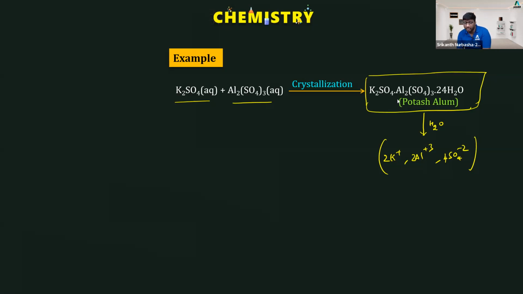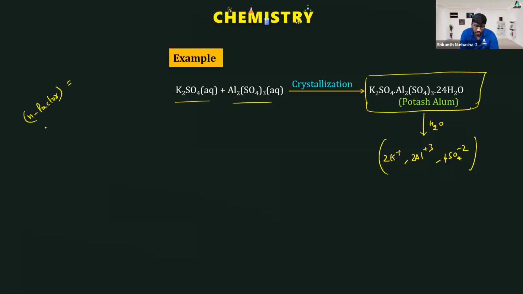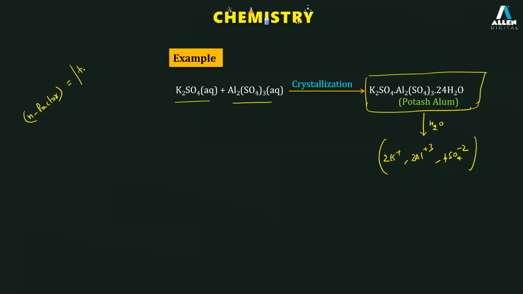Can anyone say what is the N factor of potash alum? These are all salts, no? For salts, how can we calculate the N factor? Sir, 6. Total positive or total negative charge. Yes, very good. What is that? Total magnitude of positive charge or negative charge. What is that magnitude here? 8. Very good.